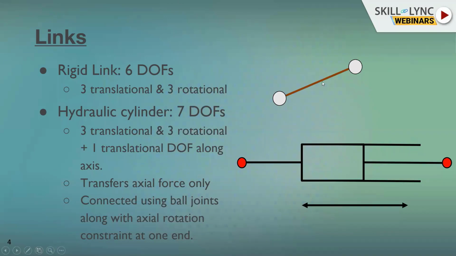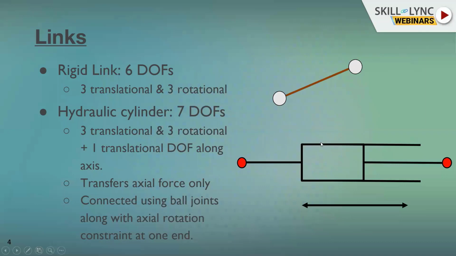Now, a hydraulic cylinder is essentially similar to a rigid link, the only difference being that the axial translation degree of freedom is released, so you have that degree of freedom available for a hydraulic cylinder. That's why it has 7 degrees of freedom. In addition to 3 translation and 3 rotation, it will have an additional translation DOF along its axis.